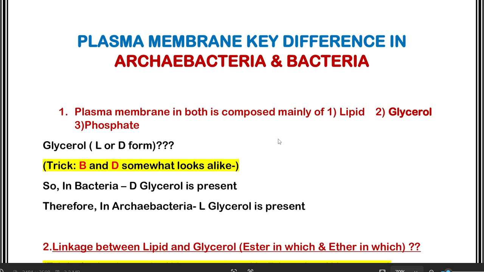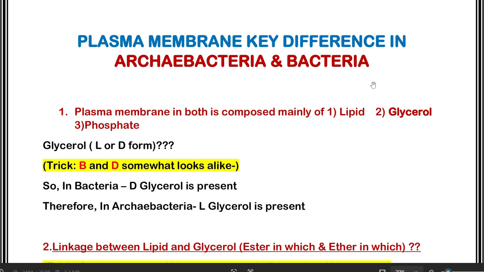Hello everyone. Today's topic is about plasma membrane key differences in the Archaebacteria and in bacteria. Many a times question arises from this topic regarding the key differences in the plasma membrane composition in these two organisms. So we will be talking about these differences one by one. There are basically four differences. I will be talking about them and will be telling you the trick how to remember these.